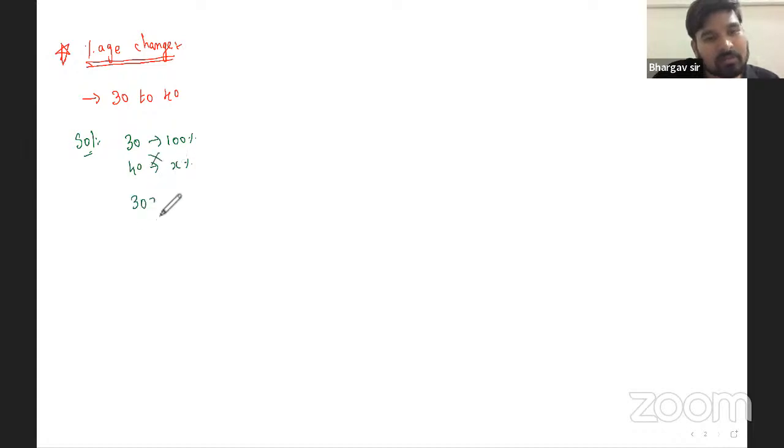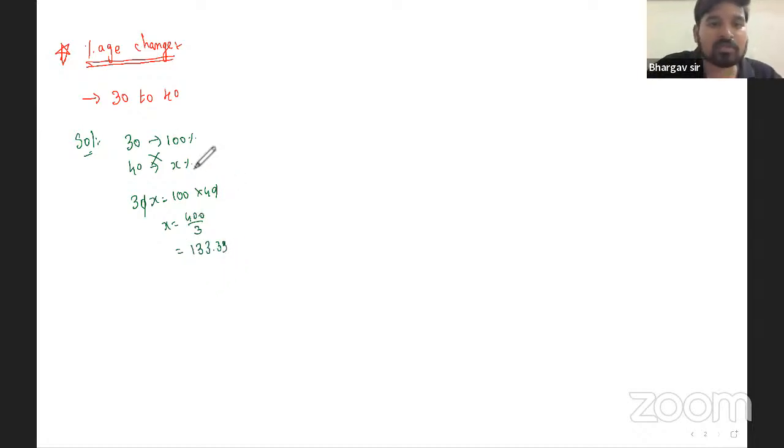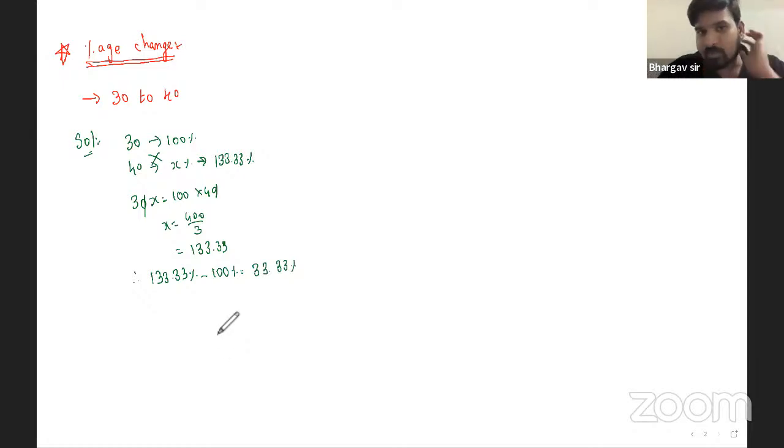Cross multiply. 30x equal to 100 into 40. 0 cancel. x is equal to 400 by 3, which is nothing but 133.33. That means if this is 100 percent, this will become 133.33 percent. So I can clearly see that the percentage increase is 133.33% minus 100%, which is 33.33%. Whereas we don't follow this method, but this is the traditional method.